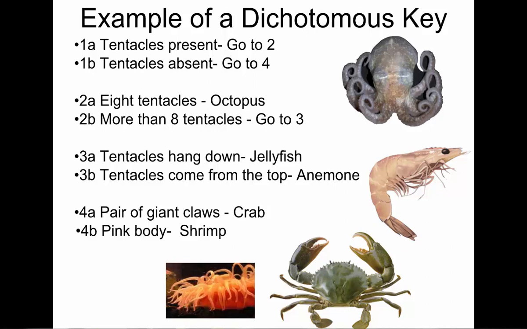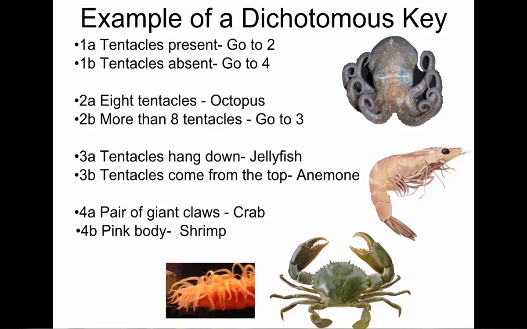For example, the way these keys work is they have a set of descriptions. They're usually two. Each number has two descriptions. You look at your unknown species. You decide which one applies, and then you follow the instructions. It may tell you to go to another set of statements, or it may tell you the identification. Depends if you've gotten it.